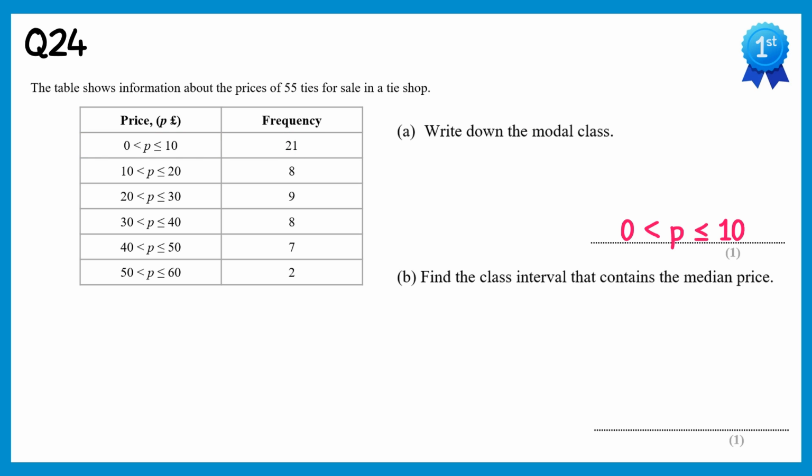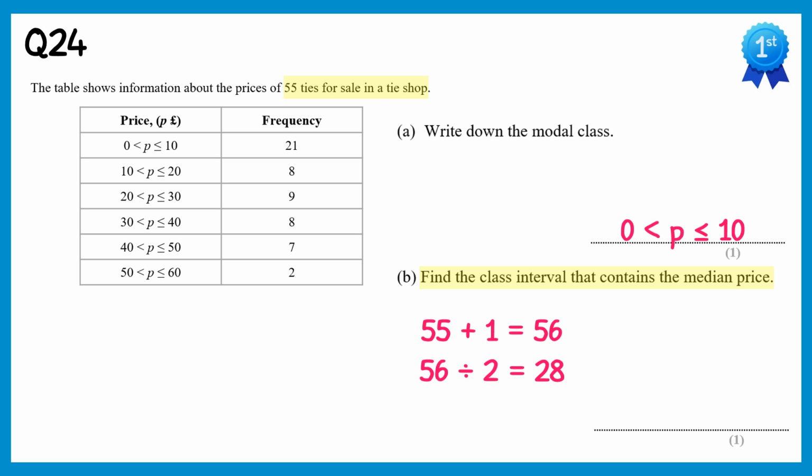For the second part, we need to find the interval that contains the median price. In the question, we were told there are 55 ties for sale in the shop. To find the median, you take the number of ties we have, which is 55, and add 1. This gives you 56. If you then half this, 56 divided by 2, you get 28. This tells you the middle price will be the 28th one.